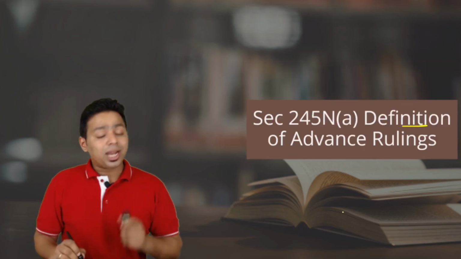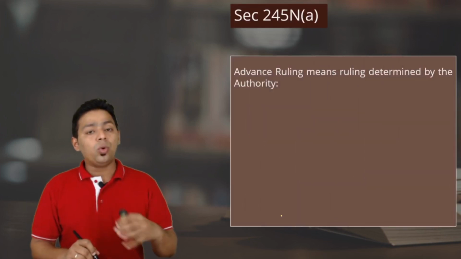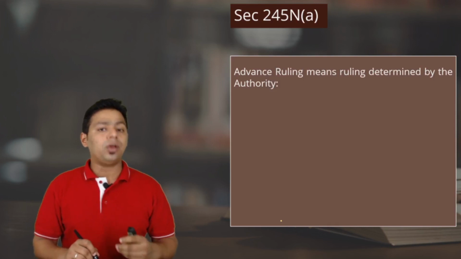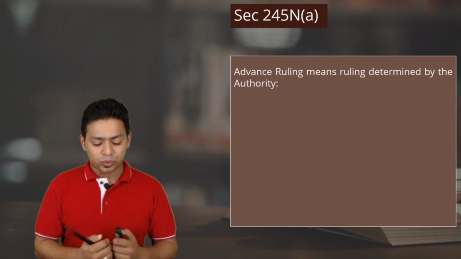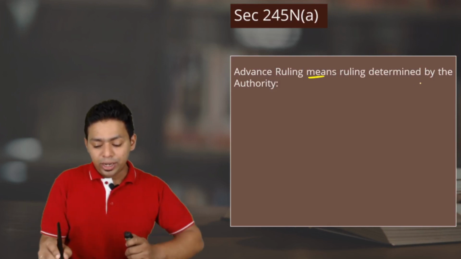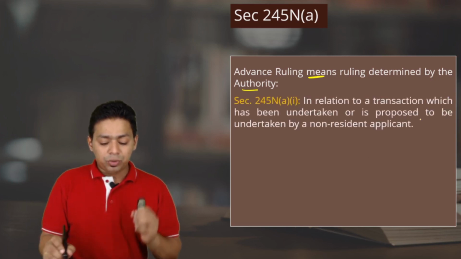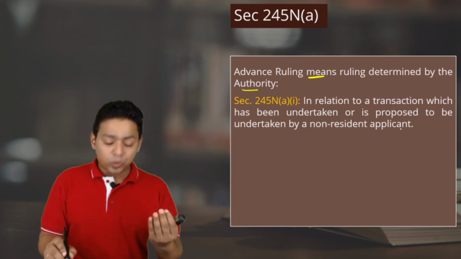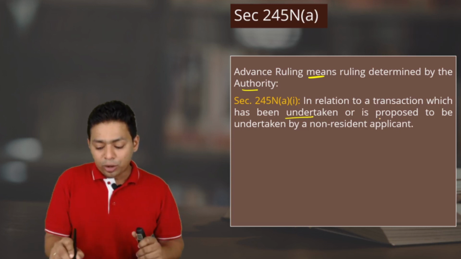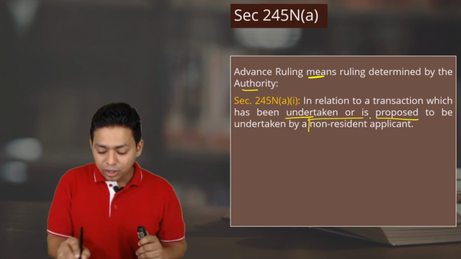So there are certain definitions that we must know. The most important definition is who can take the advantage of advance ruling, or who is the applicant under the advance ruling. Advance ruling means a ruling determined by the authority in relation to a transaction which has been undertaken or is proposed to be undertaken by a non-resident.